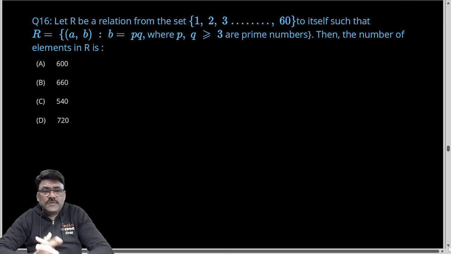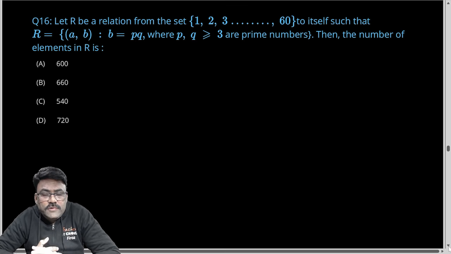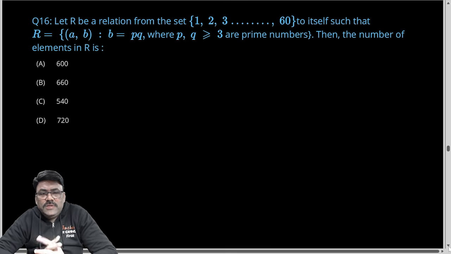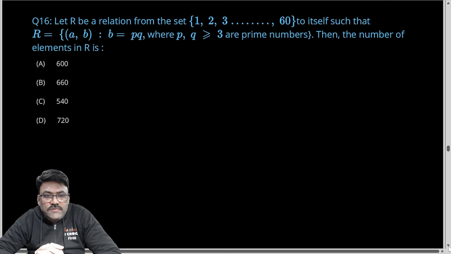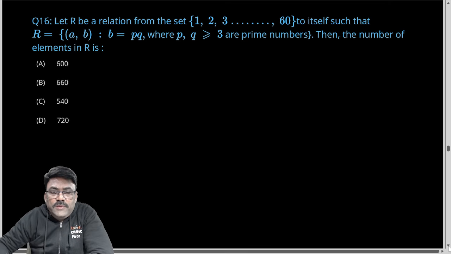Okay, let's see this question. This is from relations, and permutations and combinations will be involved here. R is a relation from this set to this set itself. R contains (A, B), and B must be a product of two primes P and Q. P and Q are prime numbers greater than or equal to 3, and they may be the same also. There is no restriction on A, only on B. We need to see in how many ways I can choose A and B.